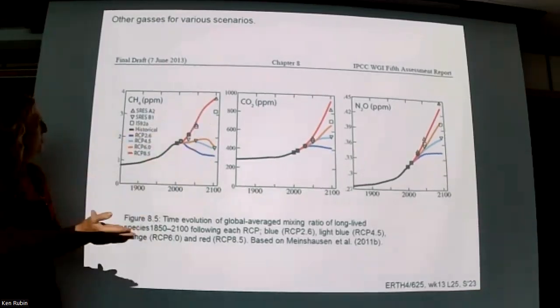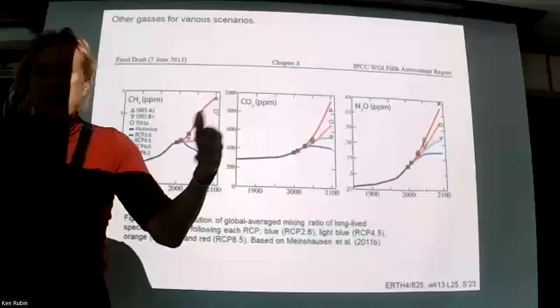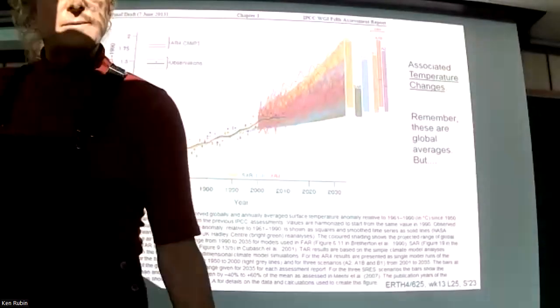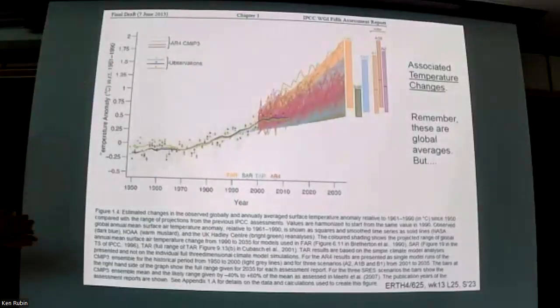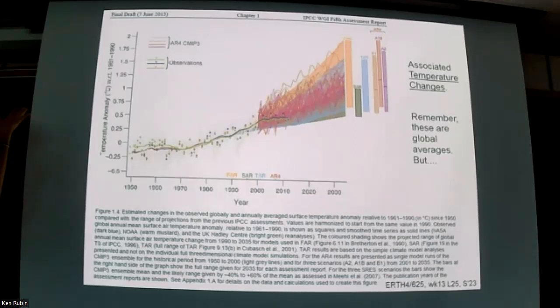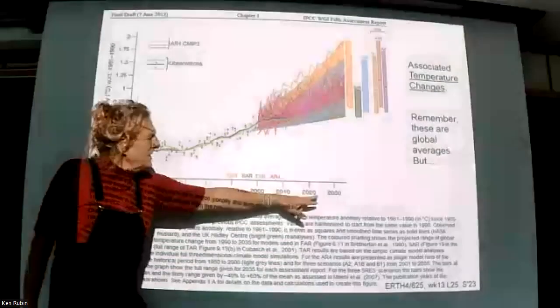This shows us methane, carbon dioxide, and nitrous oxide, again, for various scenarios, capping in 1990 levels, so sort of business as usual. And you can see there's a pretty big variation of all of those things. We're still pretty uncertain. And these are the associated temperature changes, again, globally averaged. This just goes to the year 2030.